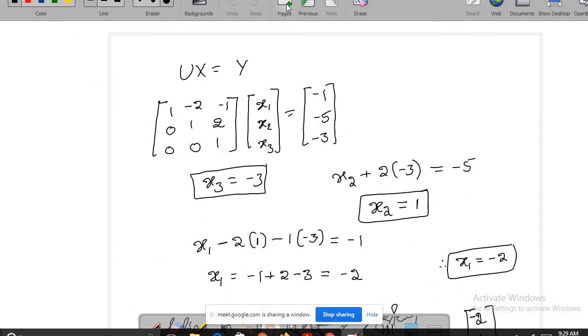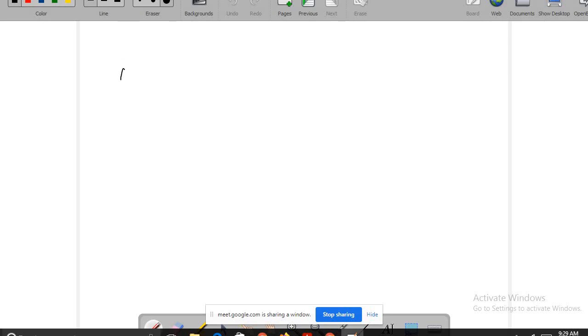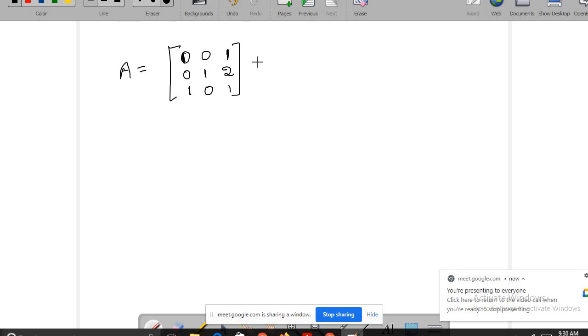For example, given a matrix A like this: 0, 0, 1, 0, 1, 2, 1, 0, 1. Let's say you have this matrix. Now my question is, is it possible to make this into a lower and upper triangular decomposition without interchanging rows, by using some row operations? The moment you interchange rows, we say that it does not have an LU decomposition. So now think about this problem.